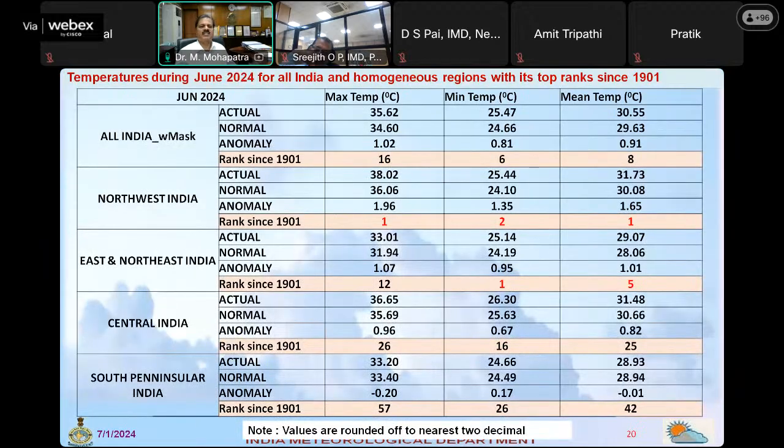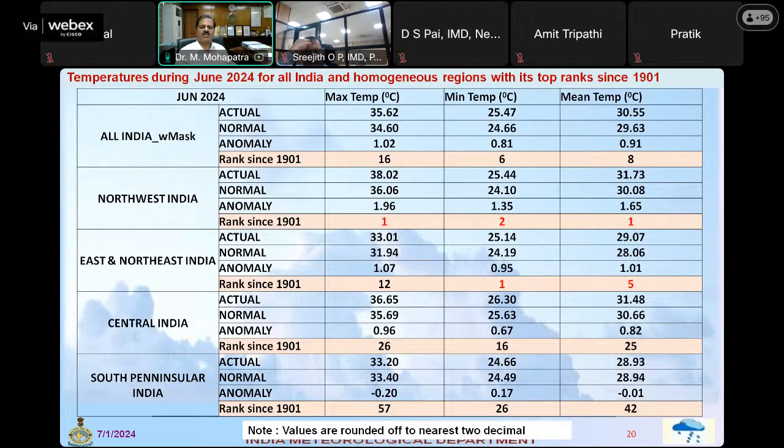Now, if you just look at all India, what is the rank of temperature, you will find that all India maximum temperature, minimum temperature, and mean temperature did not have such a highest rank. But northwest India, if I consider, it was the warmest. Since 1901, if I look at northwest India, it was the warmest year for June 2024. The data is based on 1901 to 2024. In terms of minimum temperature, it was the second warmest. And the mean temperature, if we consider maximum plus minimum divided by 2, then it is also the warmest.